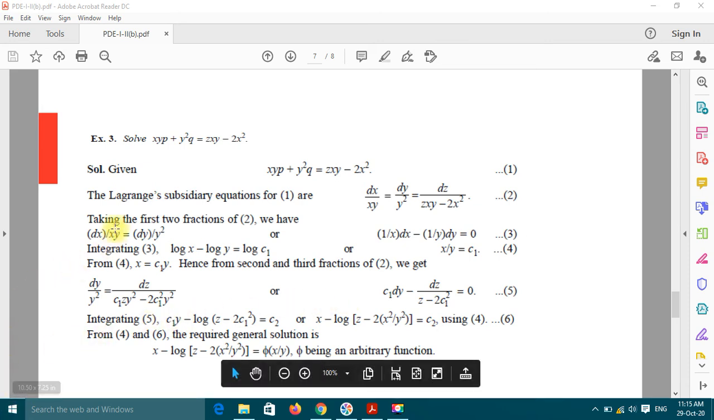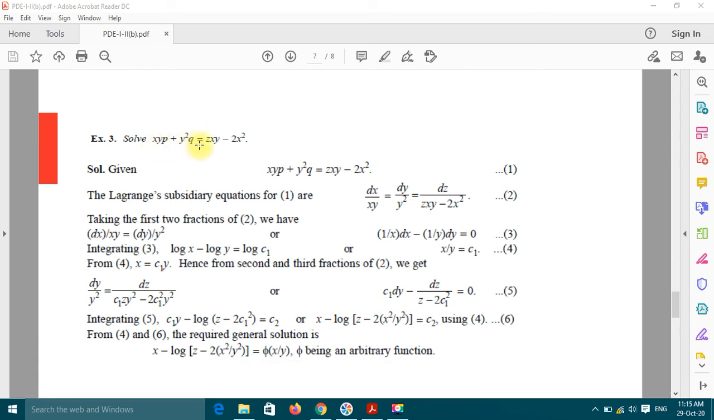Now we discuss a new problem: xyp + y²q = zxy − 2x². Now we compare this differential equation with Lagrange's equation. So capital P is xy, capital Q is y², capital R is zxy − 2x².